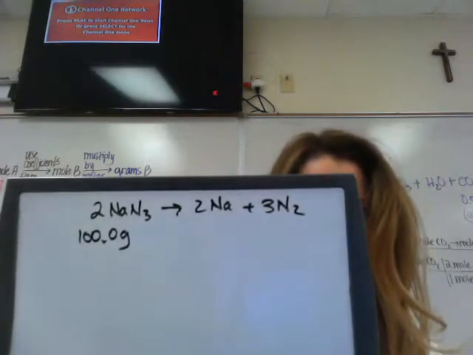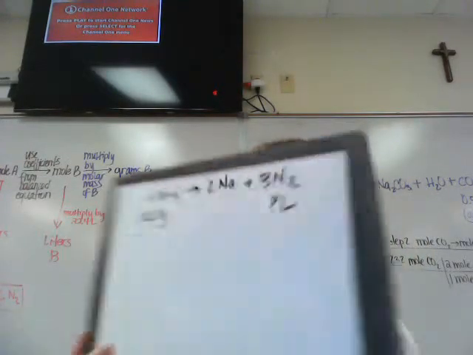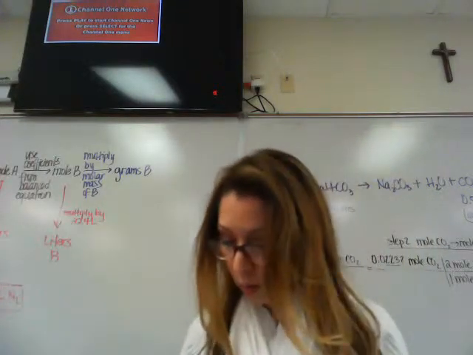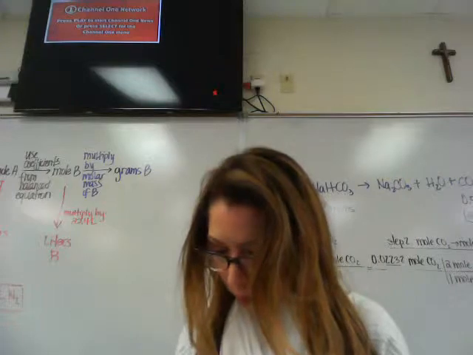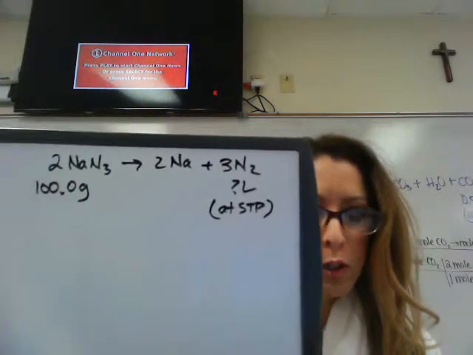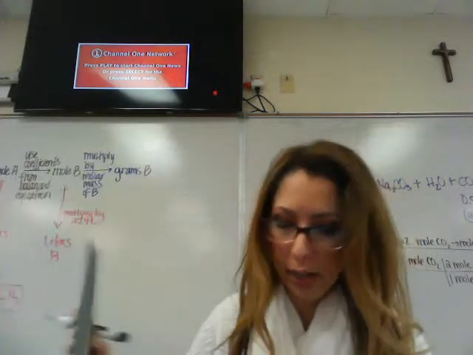They want to know the volume of nitrogen gas, so I'm going to write question mark liters underneath N2, and they told me that we are at STP, which means you can use 22.4 liters per mole, okay? So the first step is convert 100 grams of NaN3 to moles of NaN3.